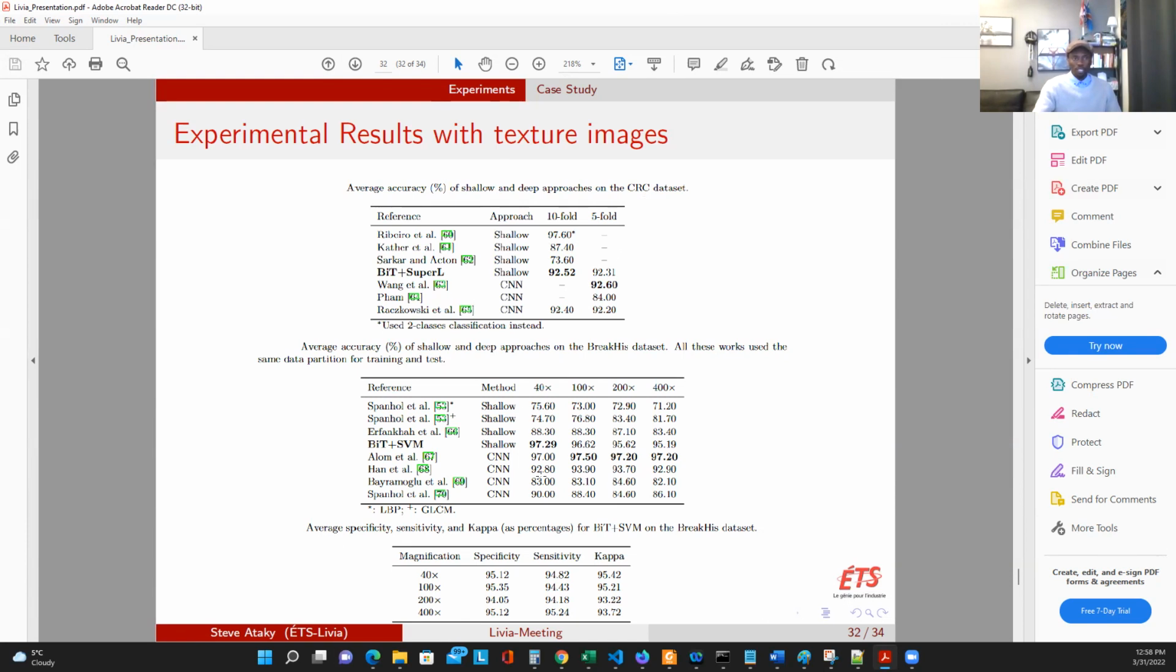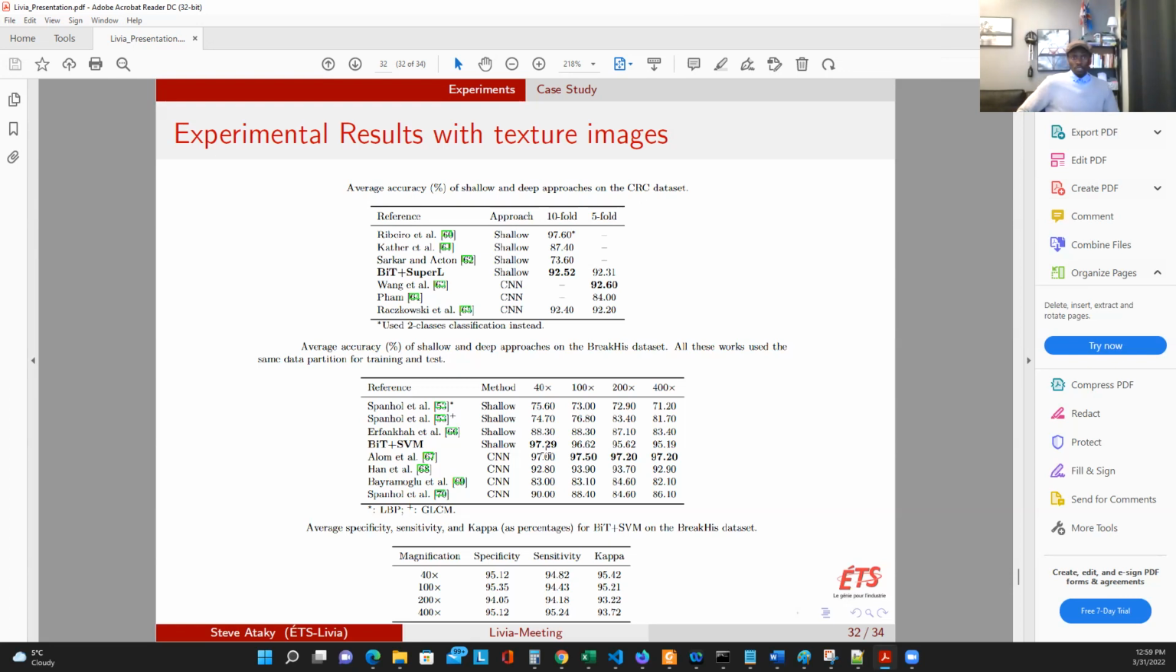This work used 2 classes, and our intention was to use 8 classes. And we also compare the result with the BIT on the BreakHis data set. The BIT with SVM presented an accuracy of 97.29 for 40 magnification, because this data set has 4 magnifications, but it lost for 100, 200, and 400 magnification against the work that used CNN, with a slight or considerable difference. It depends on the interpretation.